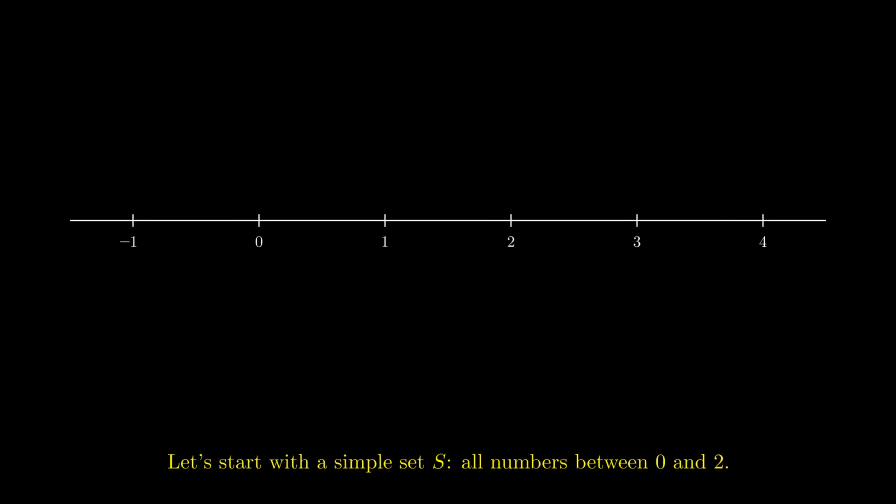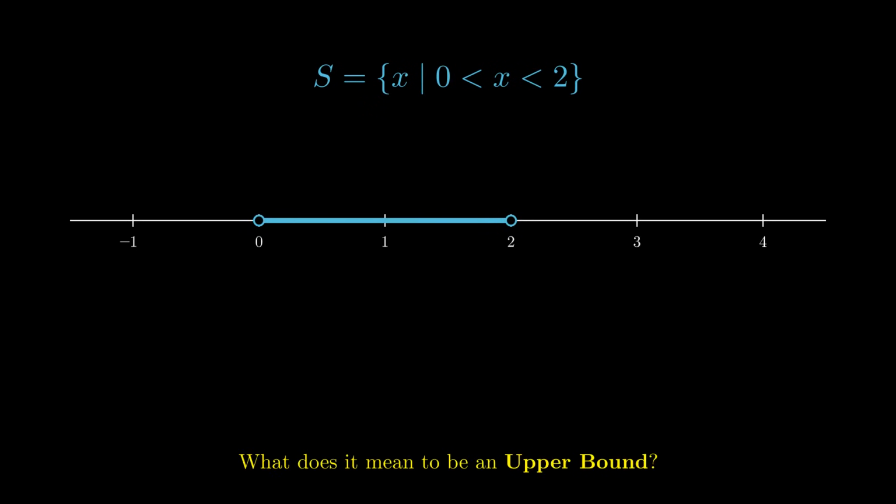Consider a simple set S, the collection of all numbers strictly between 0 and 2. What exactly does it mean to be an upper bound? It's simple. Pick a number like 3.5. Is it greater than or equal to everything in our set? Yes, it sits to the right of the entire interval, so it counts.